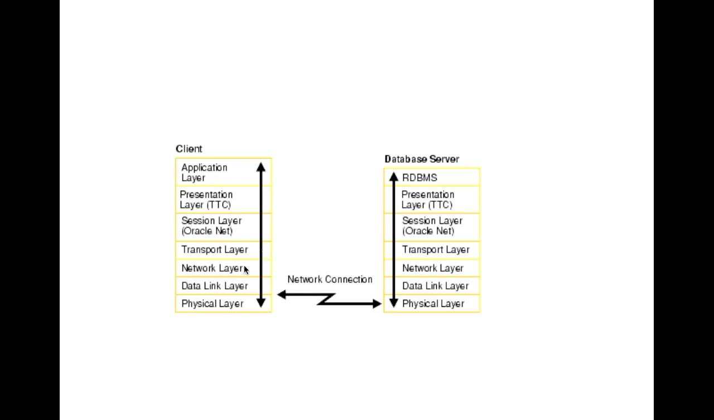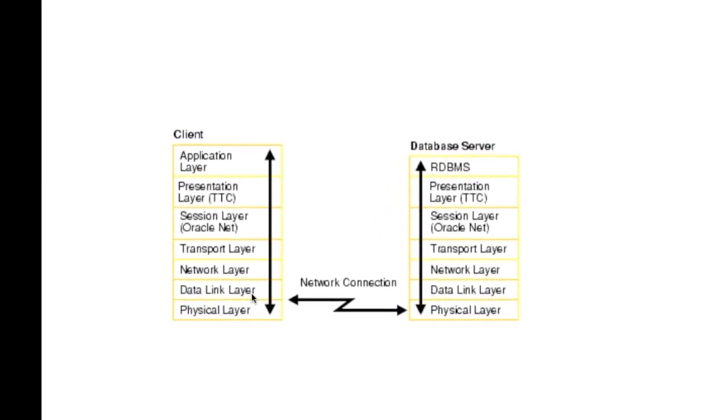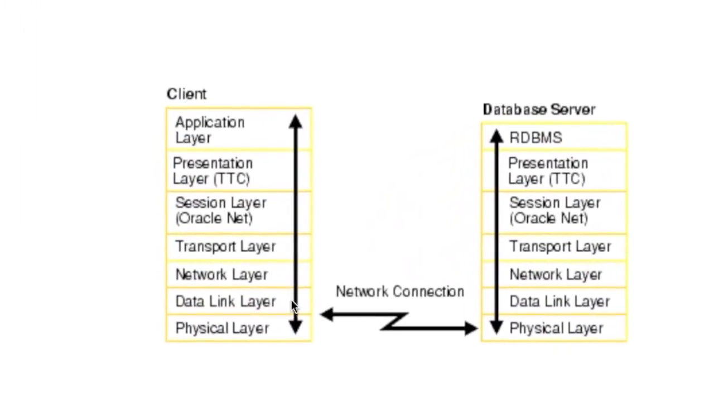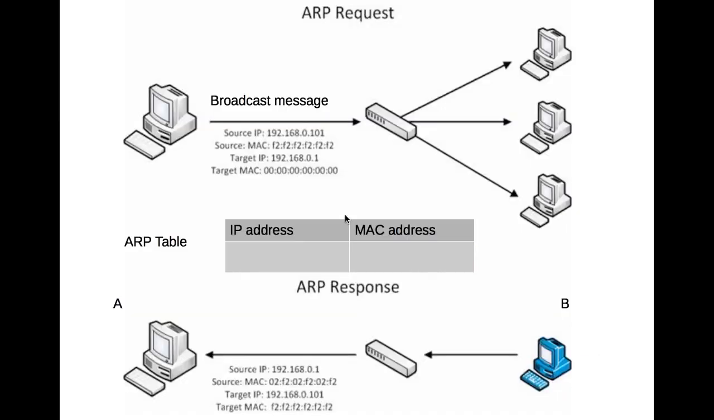As you can see, the second layer, that is the data link layer, is the layer in which the ARP protocol works. ARP protocol is used for communication within a LAN and uses MAC addresses for communication. So let us consider that machine A wants to communicate with machine B, but A doesn't have B's MAC address. But what it does have is B's IP address.